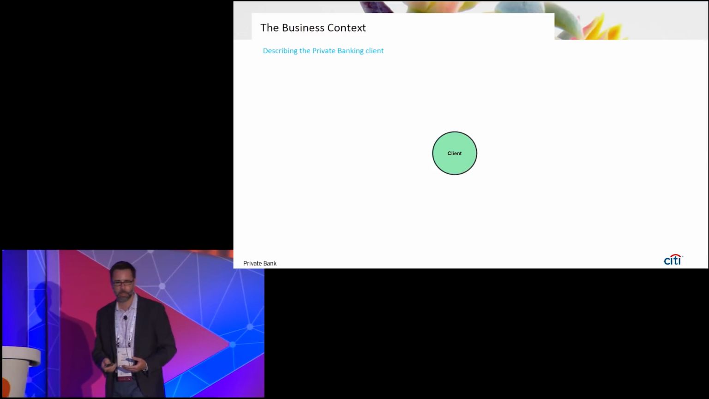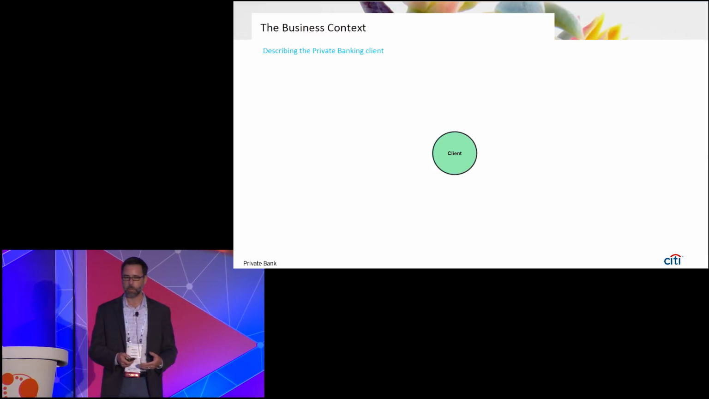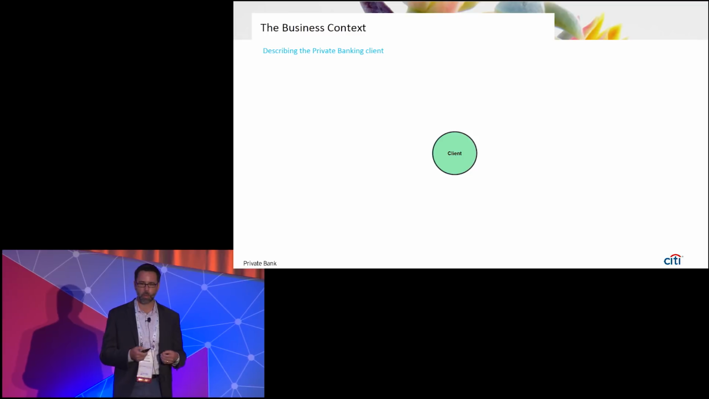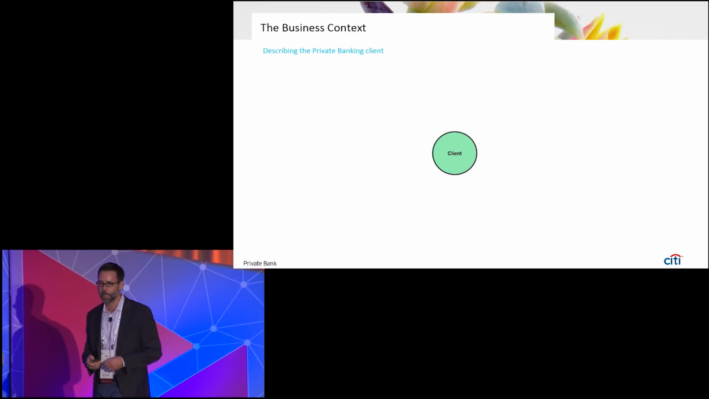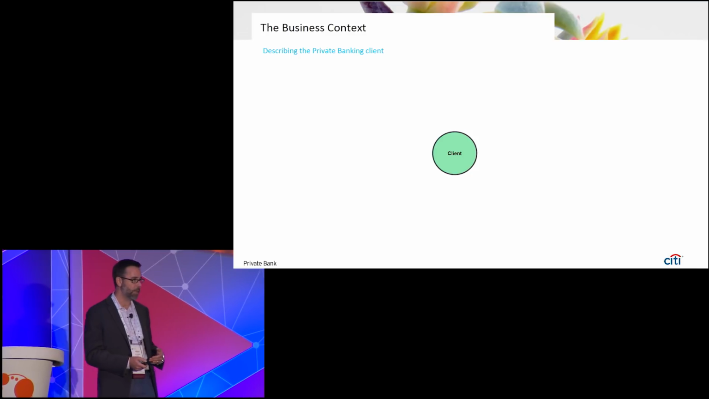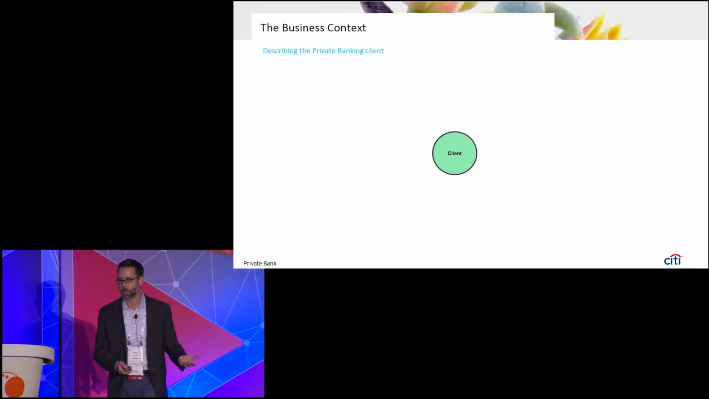So in order to describe our problem, I think I need to explain a little bit about the private banking client. This is, again, not unique. Every company will have their variation. Every private bank will have their variation on this. But I think it's important to understand the private banking client, to understand what we're ultimately going to talk about, and that's how we put it into a graph database.